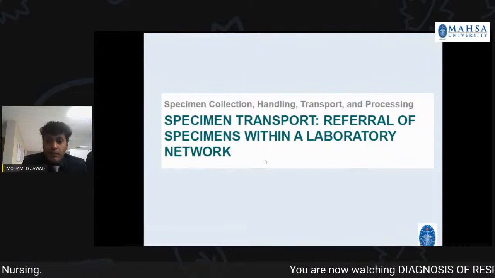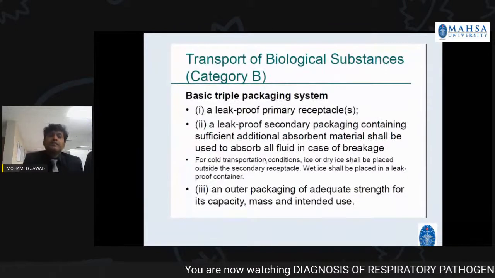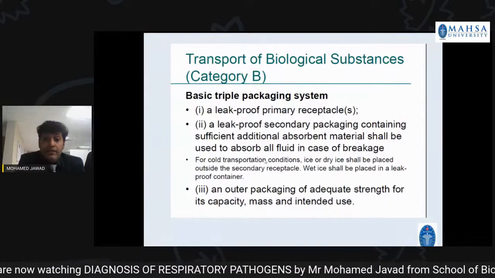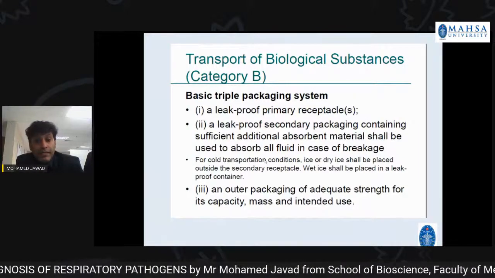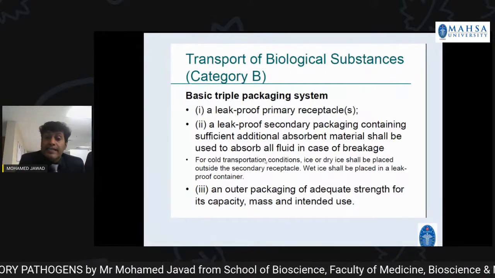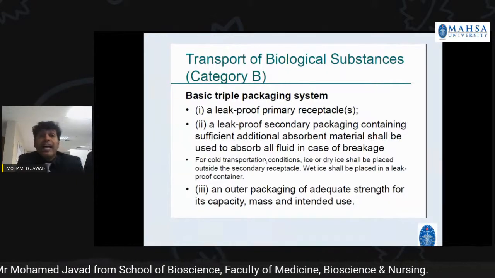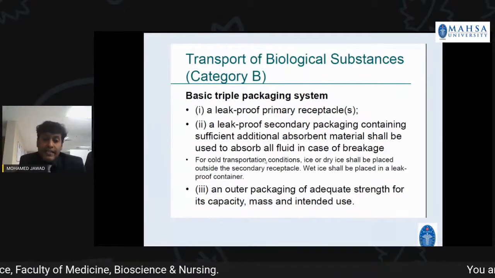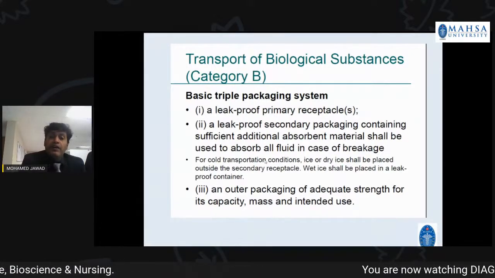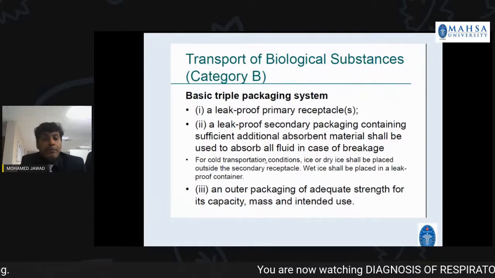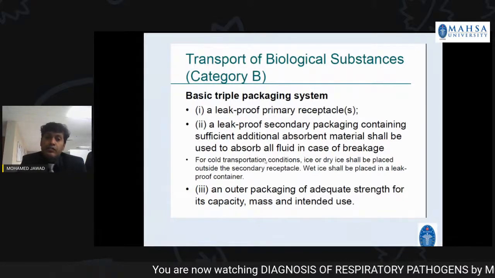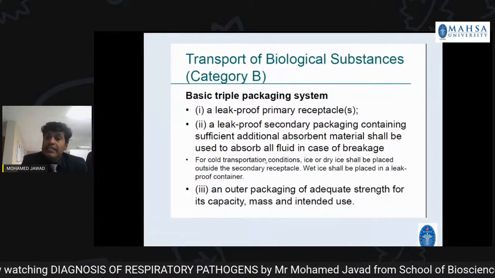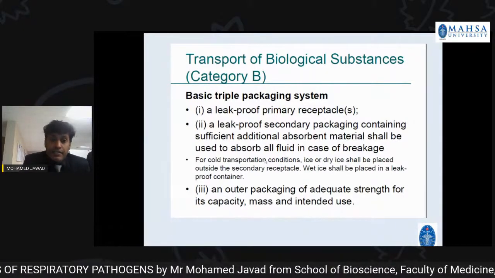So, specimen transport. The transport of biological specimens mainly uses the triple package system. You have to use a leak-proof primary receptacle and leak-proof secondary packaging containing sufficient additional absorbent material. Also, the package should be dry. For bulk transportation conditions, if we use dry ice, it shall be placed outside the secondary receptacle. So it should be a tight container, a leak-proof receptacle, that we use for the transport of biological specimens.